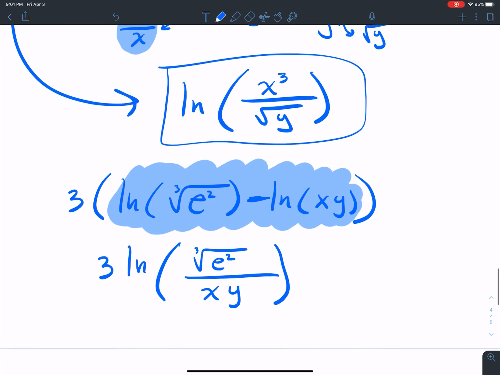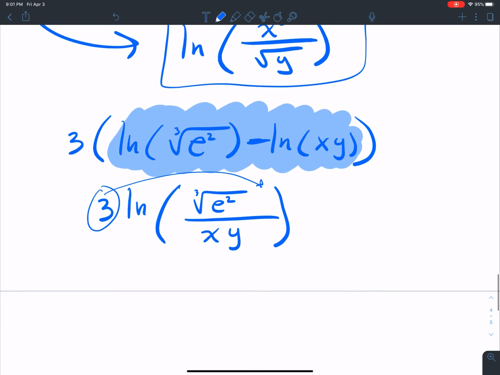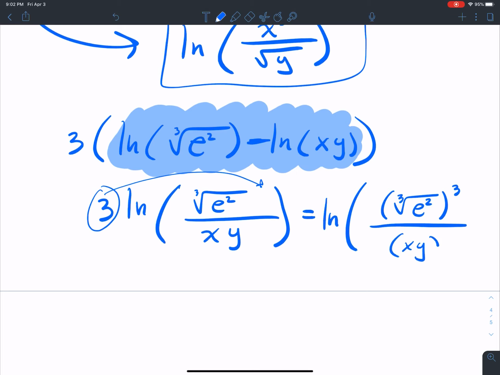Now what can happen here? The 3 can come up and everything gets raised to the 3rd power, right? So the cube root of e squared gets cubed, and then xy gets cubed. Everything in there gets cubed, okay? It all gets raised to that 3rd power. That's what's going to happen there.